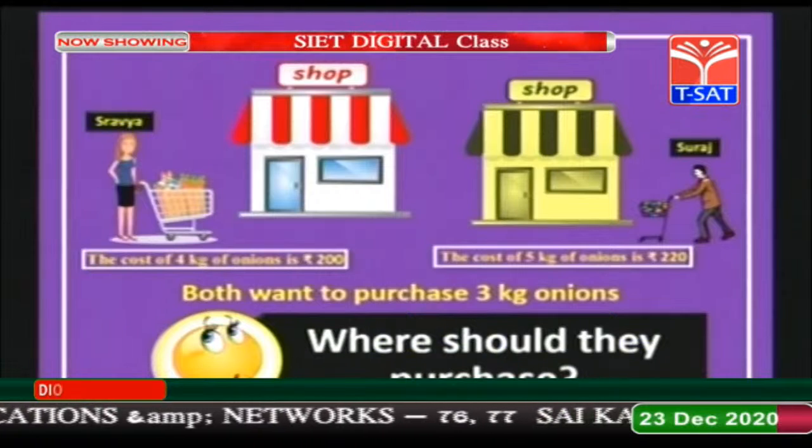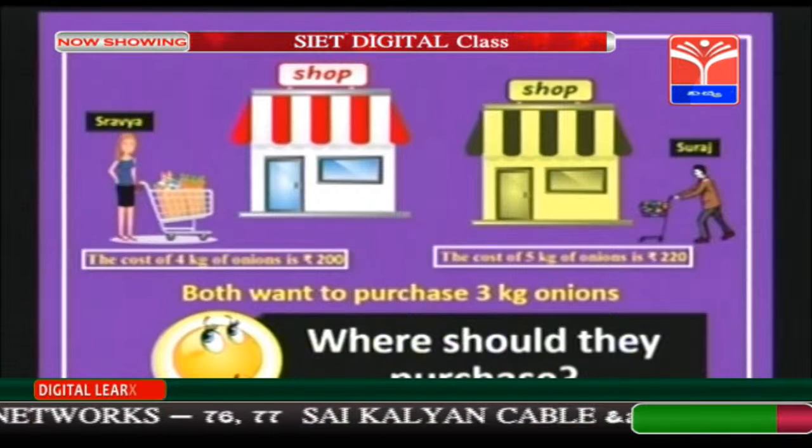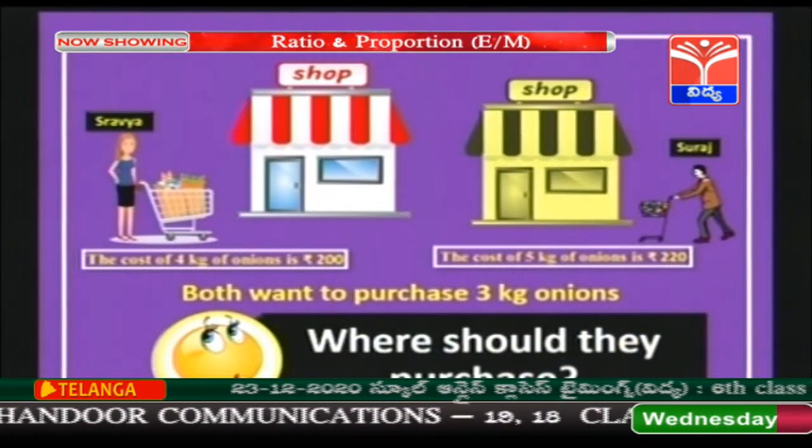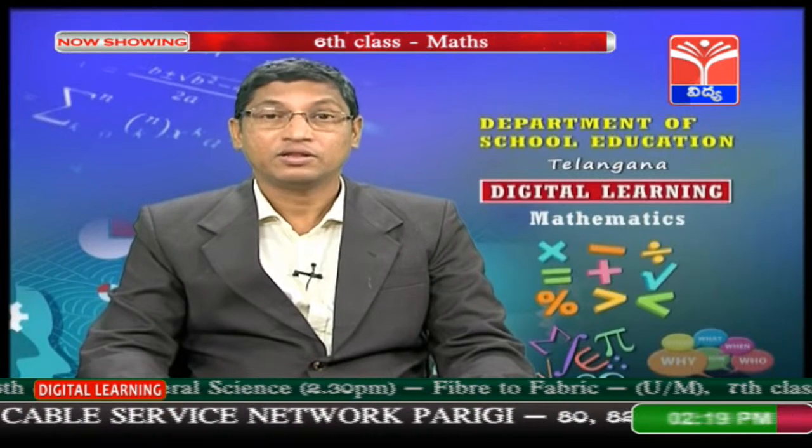Before we purchase, we compare wherever we get for less amount and good quality one, there only we purchase. Right? Is that right, children? So we check for quality as well as the rate also. Okay, children. Now let us see where to purchase if both are having the same quality.